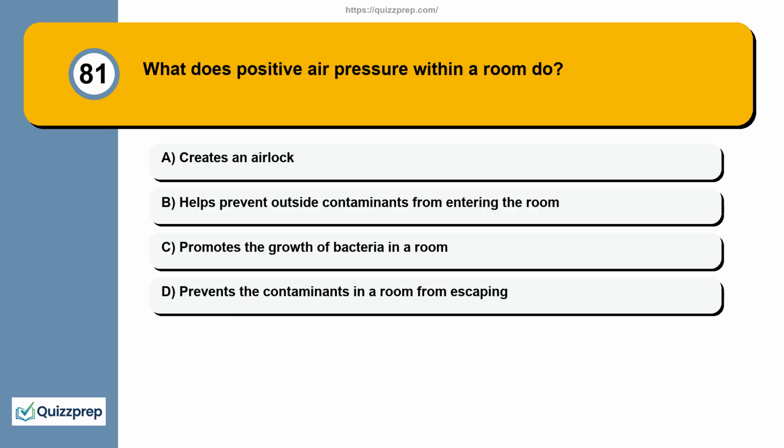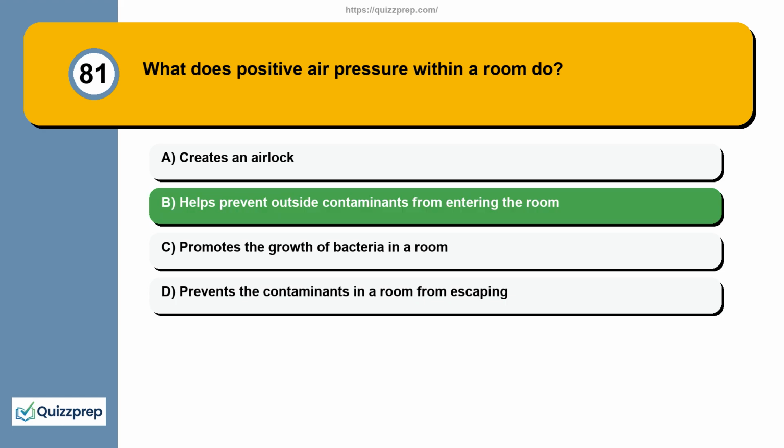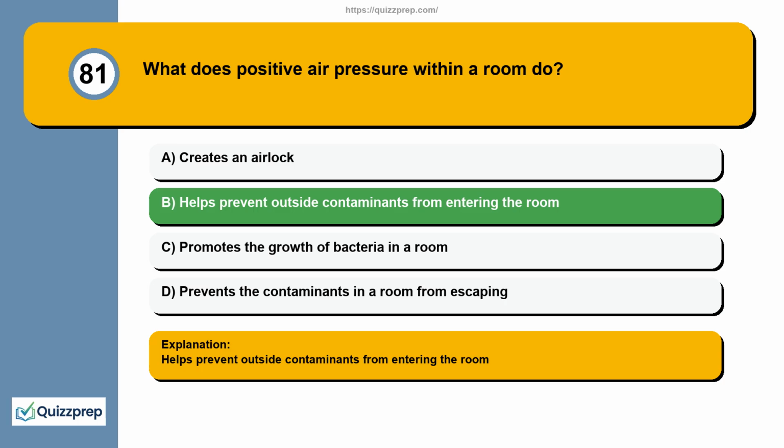Question 81. What does positive air pressure within a room do? Option A, creates an airlock. Option B, helps prevent outside contaminants from entering the room. Option C, promotes the growth of bacteria in a room. Option D, prevents the contaminants in a room from escaping. The correct answer is option B, helps prevent outside contaminants from entering the room.